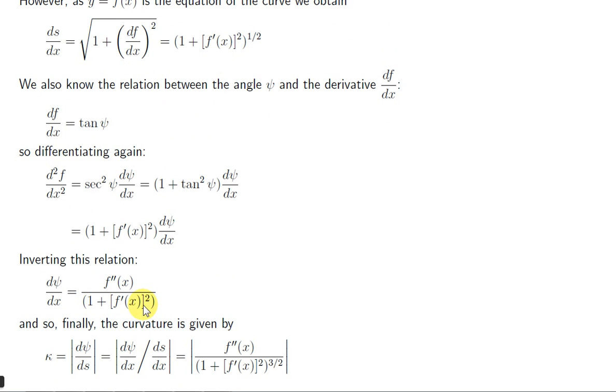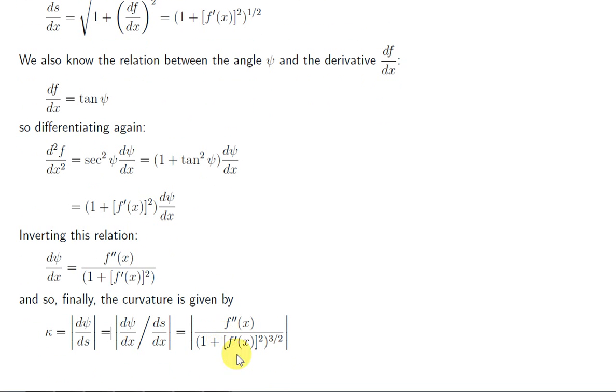So we have to multiply this denominator by 1 over this thing. Well, we have to multiply it by 1 plus f prime of x squared to the power of minus a half. Actually, I'm sorry, we have to multiply this denominator by this quantity here. So we just add the powers. We have a power of 1 here, power of a half here. So we get 1 plus f prime of x squared to the power of 1.5, or to the power of 3 halves. And that's our formula for the curvature of a curve at x.